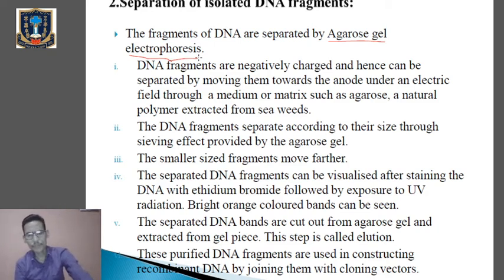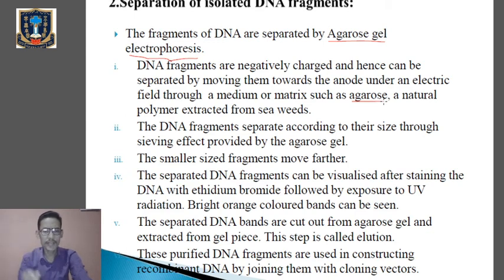First, remember that DNA fragments are negatively charged, due to the presence of phosphate groups. These fragments of DNA can be separated by moving them towards the anode, which has a positive charge, under an electric field. For this we require a medium or a matrix where DNA has to be separated, and the matrix which we are going to use is agarose, A-G-A-R-O-S-E, a natural polymer which is extracted from seaweed.